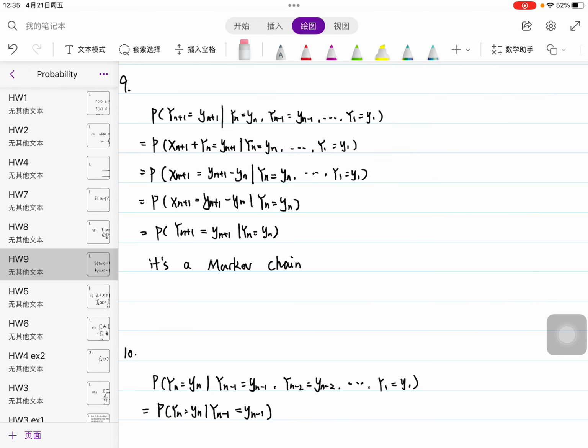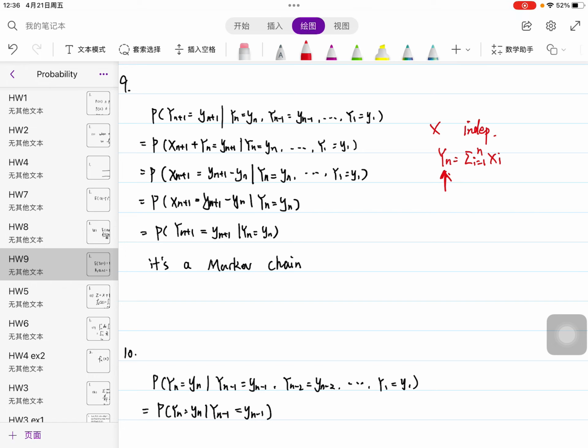Hello, this is homework 9, exercise 9. We are given that X is a sequence of independent variables and Yn equals the sum of the X's, and we are going to prove whether Yn is a Markov chain.